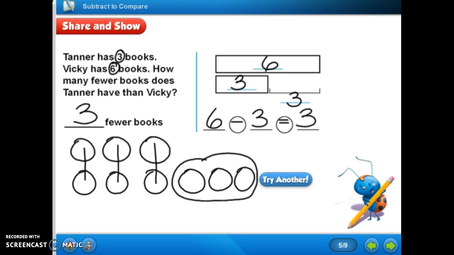Great job, boys and girls. I would like you to turn the page to 101, and I'd like you to complete numbers 3, 4, and 5 all on your own. Good luck. I can't wait to see how amazing you do.